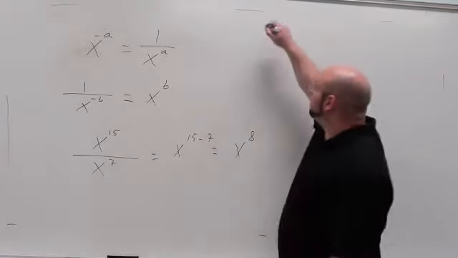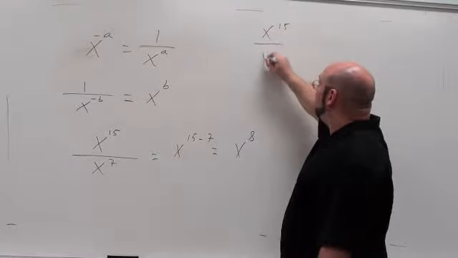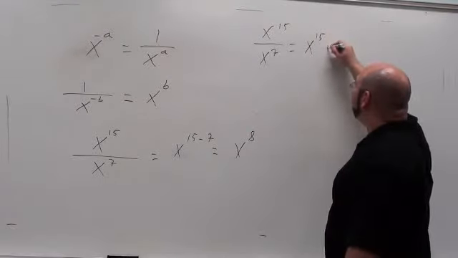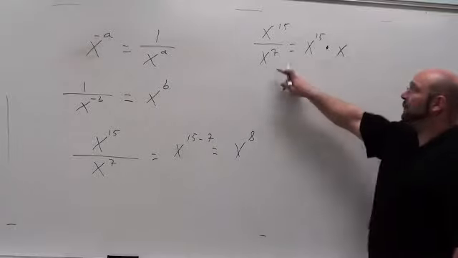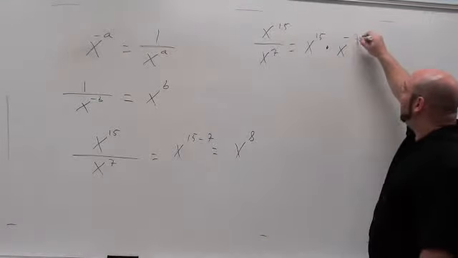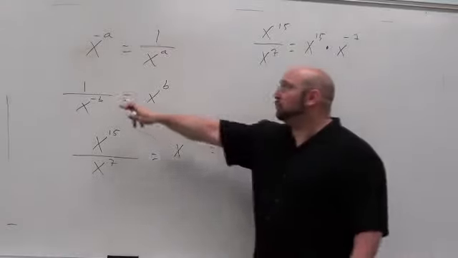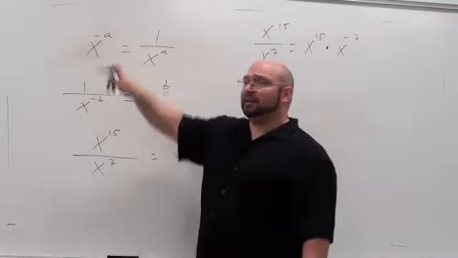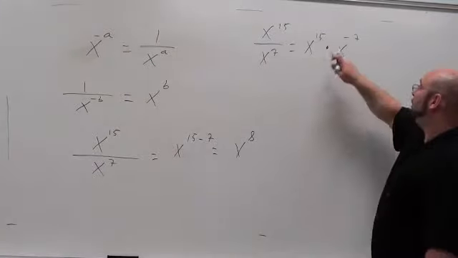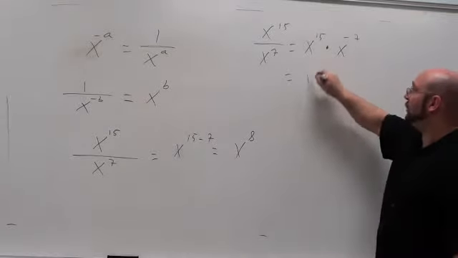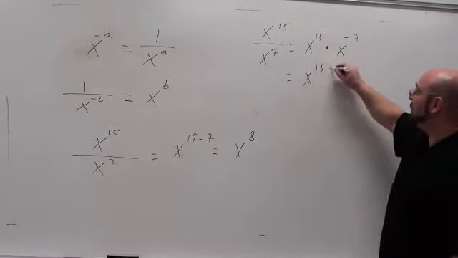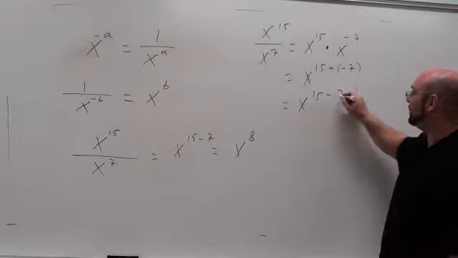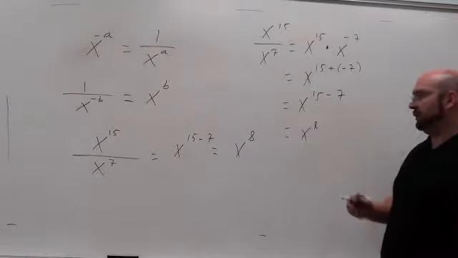Well, the reason for that is because x to the 15 over x to the 7 is equal to x to the 15 times x to the, this comes up, negative 7, all right? Based on this rule, it's positive down here. When it comes to the numerator, notice I changed my sign, all right? So this negative 7, we have the same base, so we add 15 plus a negative 7, which becomes x to the 15 minus 7, which is x to the 8.